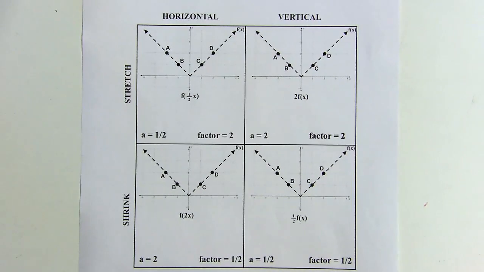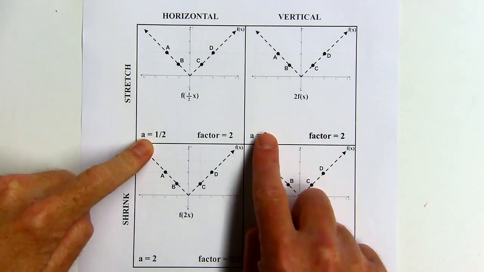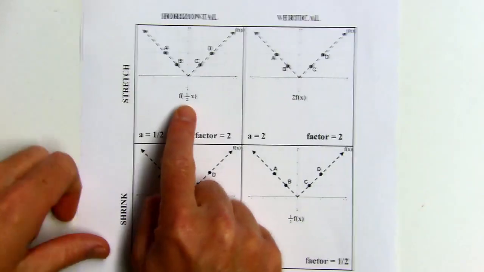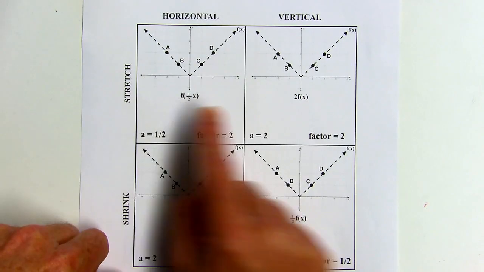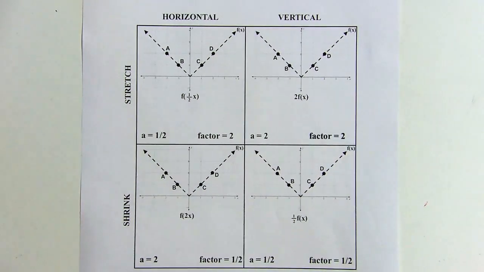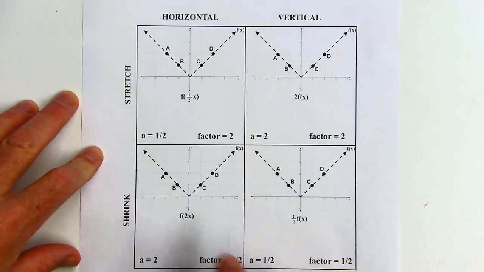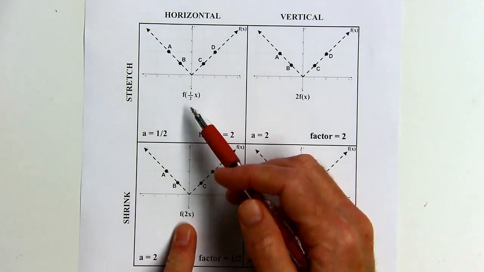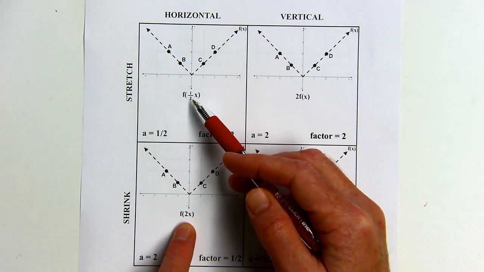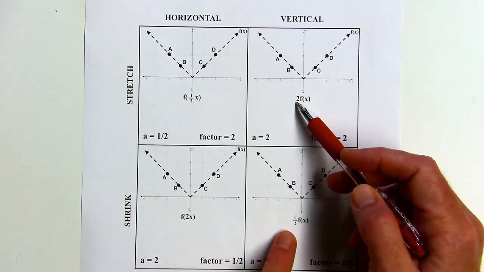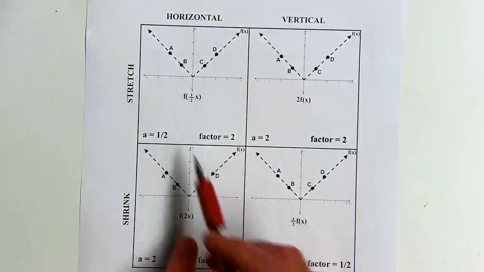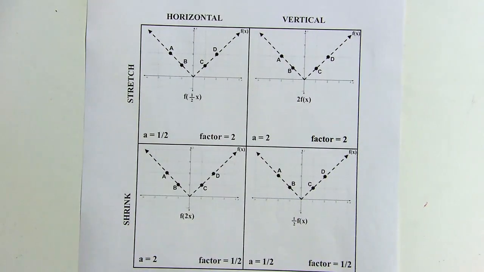So when the A value in these bottom left corners, that's going to be what is in the equation. My A value here is 1/2. Here the A value is 2, and so forth. What is going to make it a horizontal change as opposed to a vertical is the placement of the A value. So we're multiplying the input by a number on both of these, and that's what makes it horizontal. Where here we're multiplying the output, the numbers on the outside: 2 times f of x and 1/2 times f of x, as opposed to these where we're multiplying the inputs by the number.